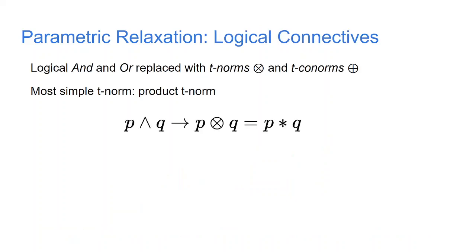This relaxation uses functions called T-norms and T-conorms to model logical ANDs and ORs. Here we use a product T-norm in our work, which defines the T-norm as a product of the inputs. You can check this is reasonable because P times Q only reaches 1 when both P and Q are 1. This is what we want for a logical AND, but now it's a continuous function of P and Q. Similarly, we use the product T-conorm defined as the sum of their inputs minus their product.